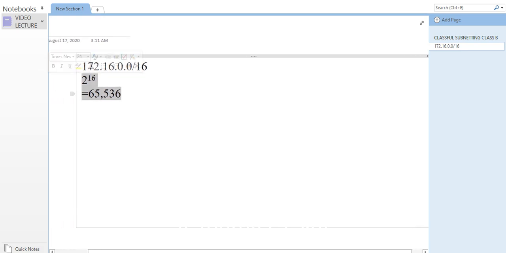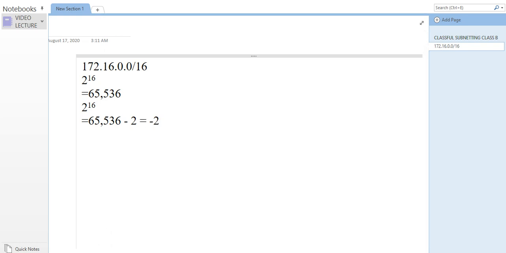So that is your number of networks. And for the hosts, we can use the same thing because it's the same. The number of host bits is again 16, so 2 to the power of 16. For the number of hosts per network, we subtract 2, and that gives us 65,534 addresses. Those are the valid host range.